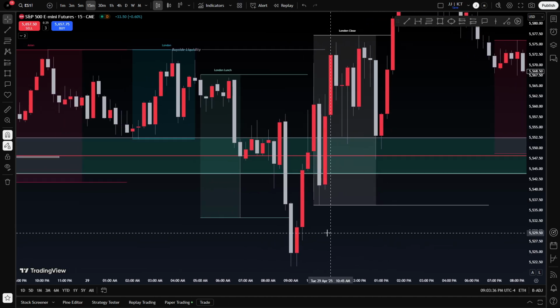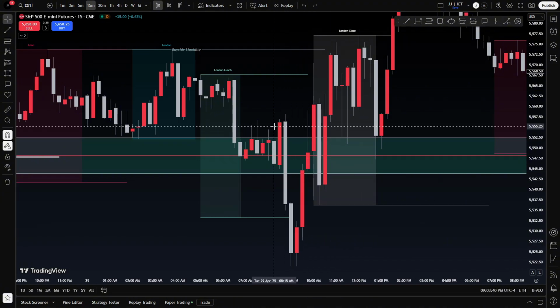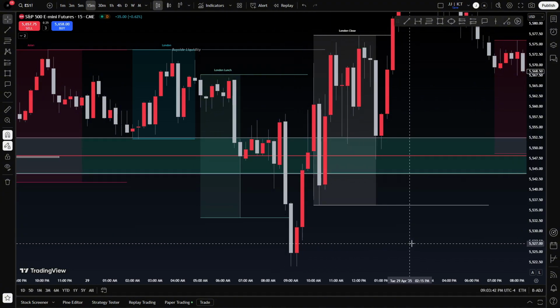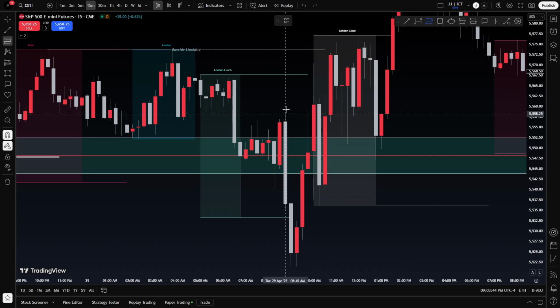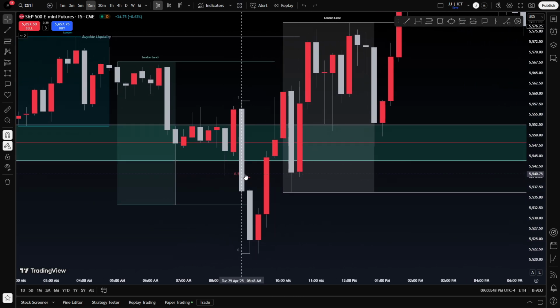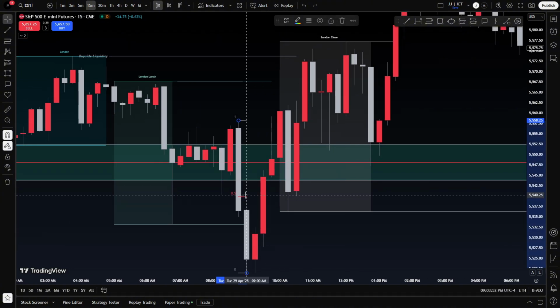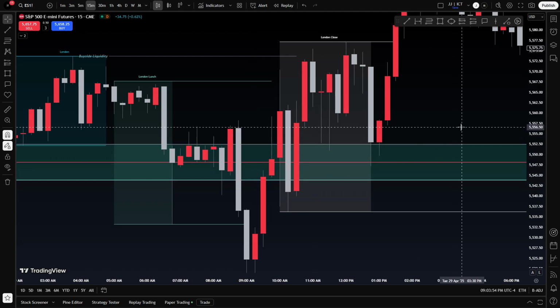Price comes down into that fair value gap, completely disrespects the breaker though. It completely just runs through the breaker, doesn't even care about it. And I think we respect the mean threshold of this order block pretty decently, so price wants to head higher, okay? Let's say that we use only new week opening gaps to trade.